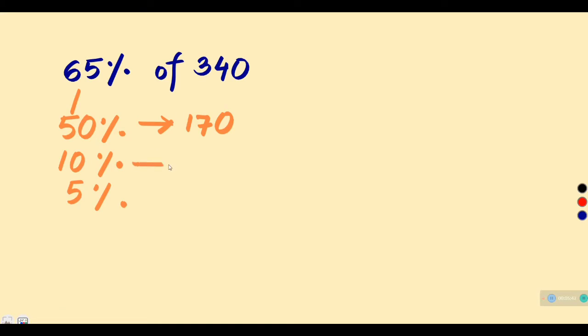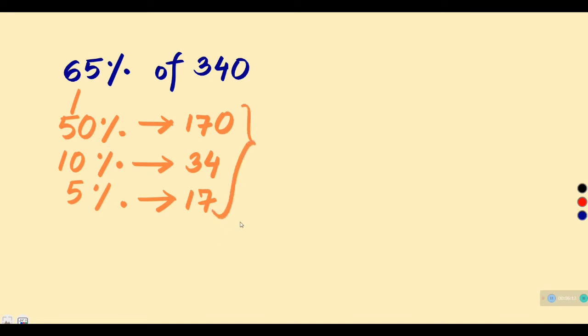You know very well how you can divide a number by 2 very fast. And what is the 10% of this number? Original number is 340. 10% of 340, all we need to do is to divide by 10, we will get 34. And what is 5%? 5% can be obtained by halving the 10%. So half of 34 is 17.